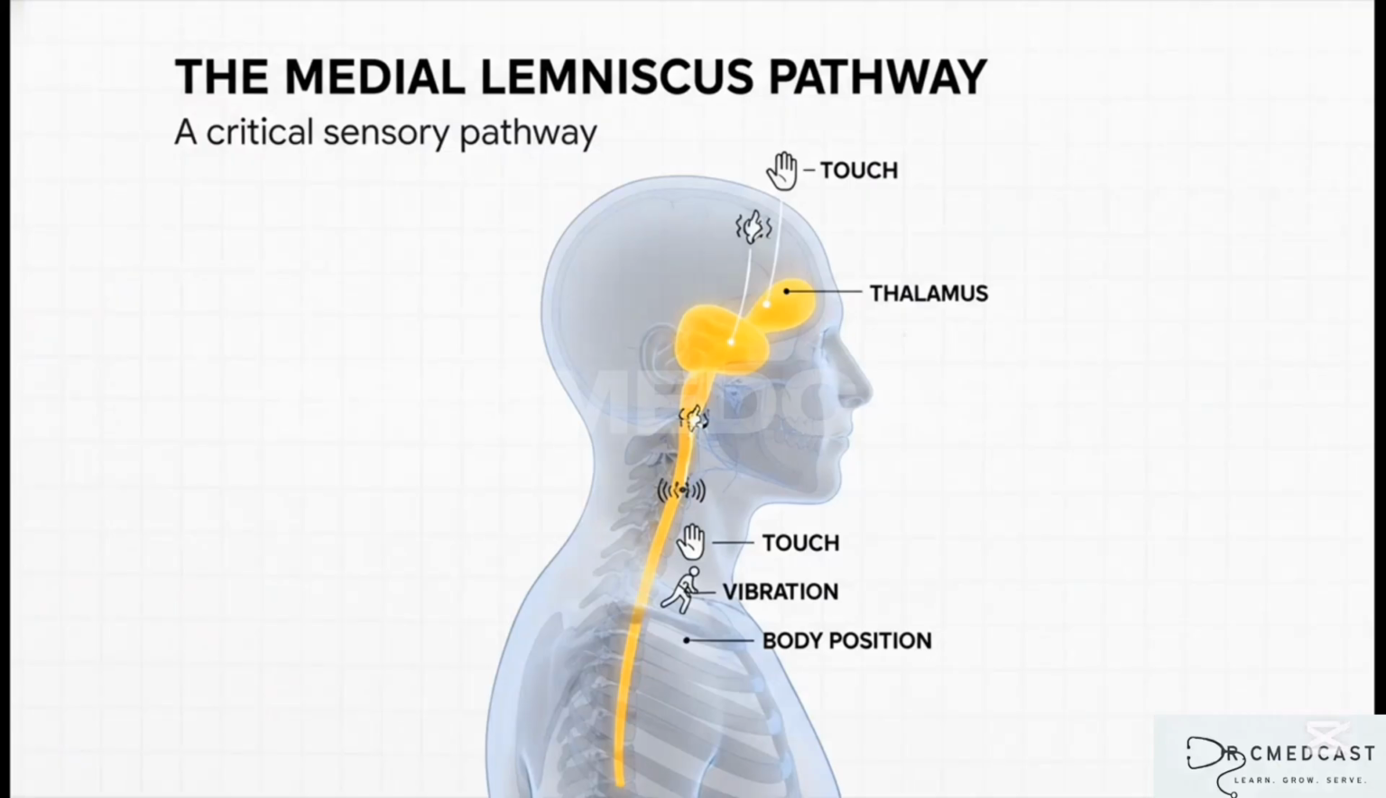And of course, we can't forget the major tract that we literally watched being formed, the medial lemniscus. This is such a critical sensory superhighway, a bundle of fibers that's dutifully carrying precise information about touch, vibration, and body position, all the way from the spinal cord up towards the thalamus so you can consciously perceive it.